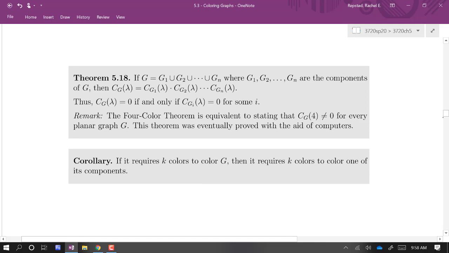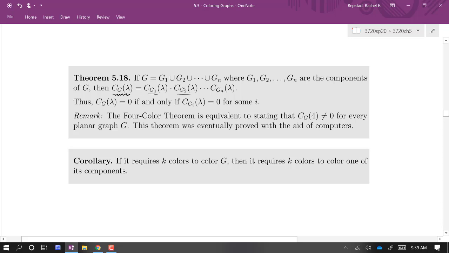Some results here. Say we have a graph that is the union of its components. Remember, components are maximal connected subgraphs. If I have the chromatic polynomial for each of these subgraphs, for each of these components, then I can get the chromatic polynomial for the graph just by multiplying.